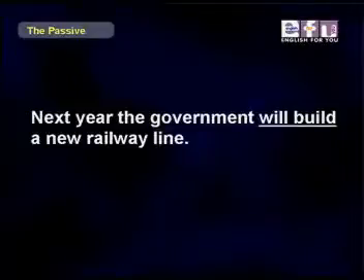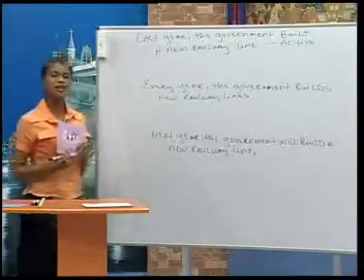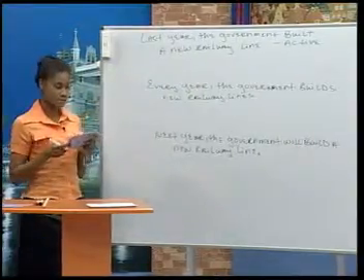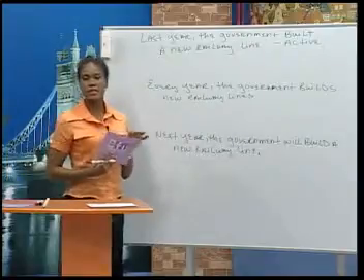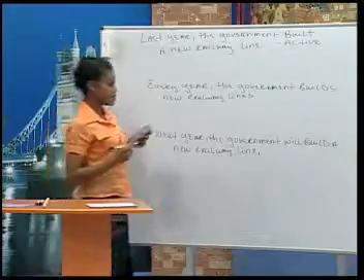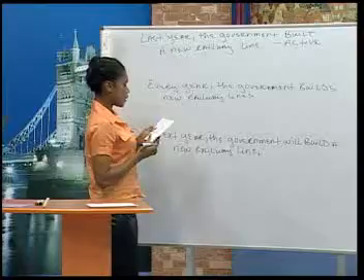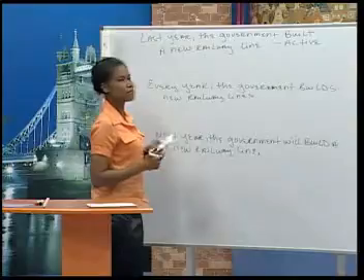Next year, the government will build a new railway line. All right. Now, let's make all of our sentences passive. Of course, we have to use different tenses for the passive. Sylvia, in your first sentence, what is the subject of the action? This first sentence. The government, because they do the action. Okay, and what is the object of the action? The object of the action is a new railway line.